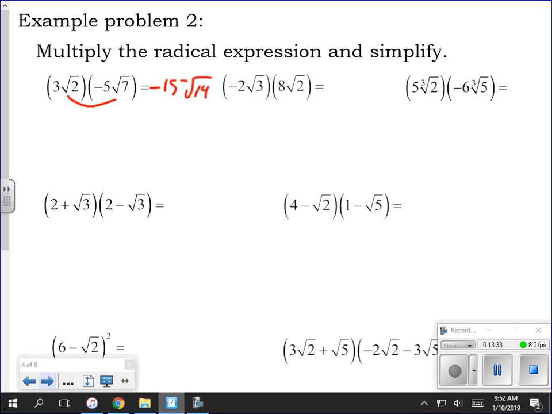The next one, same concept. Negative 2 times 8 is negative 16. Root 3 times root 2 is root 6. And I can't simplify that. I'm done. Okay, square root of 6, there's no perfect square that goes into it.